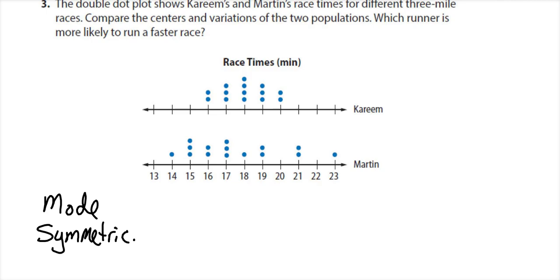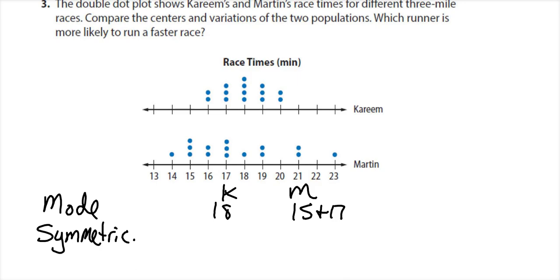So we're going to have Kareem and Martin. It looks like the mode for Kareem would be 18, whereas Martin has 15 and 17. Now if there's not a mode, then don't pick mode as one of your things. Don't say there's no mode, and don't pick that because it just doesn't look right whenever you do that.